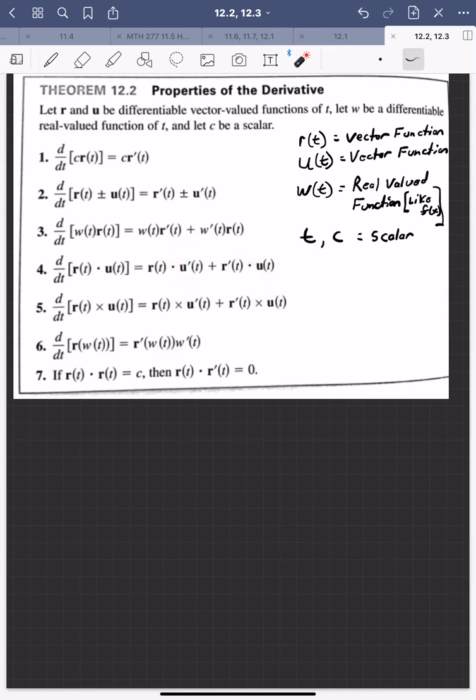So I would advise you to read through and make sure you understand each of these. Just keep in mind that for 1 through 7 of this theorem, the r and the u are vector valued functions. But if you see a w, this is a real valued function. And when we say real valued function, again, just think back to functions like f of x, the functions that we were exposed to prior to this class. And then, of course, you have some scalars as well.